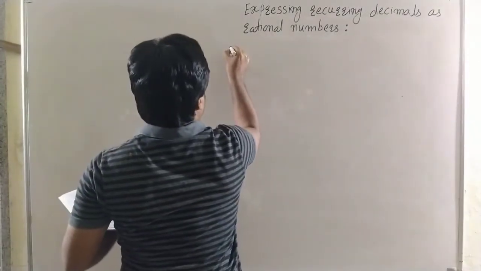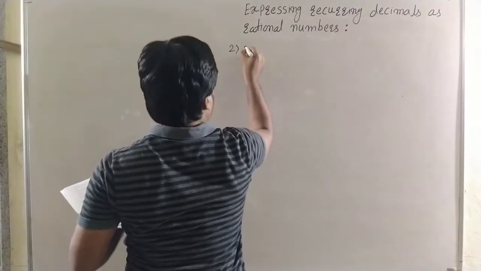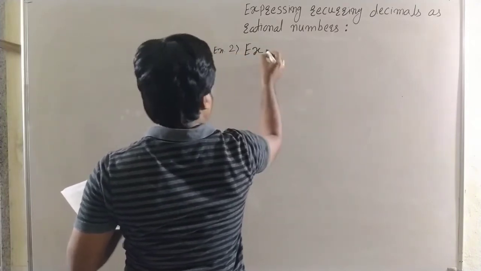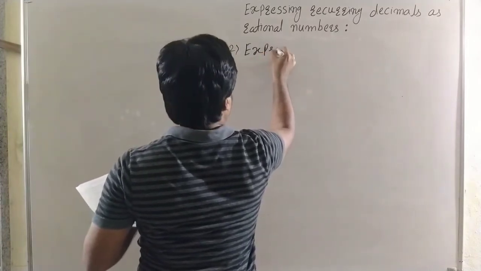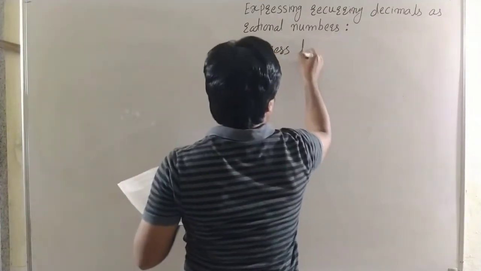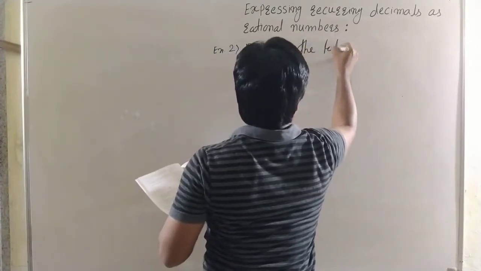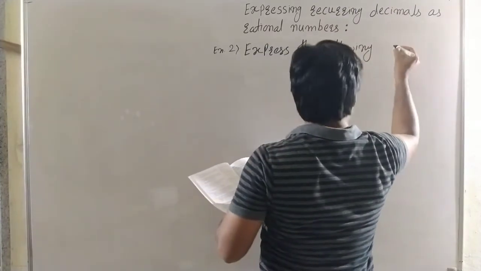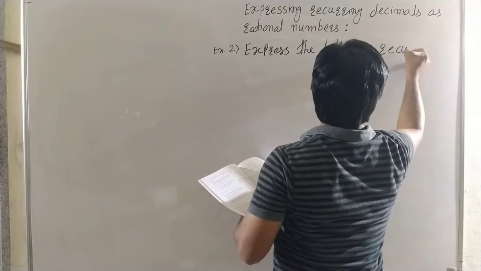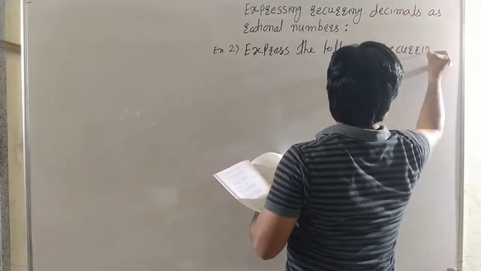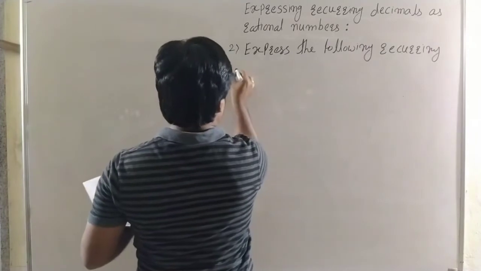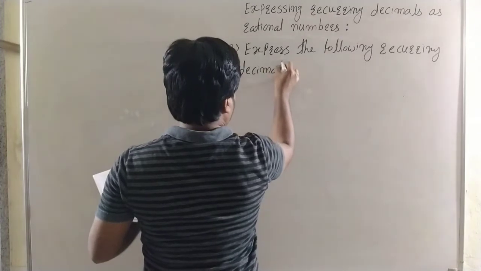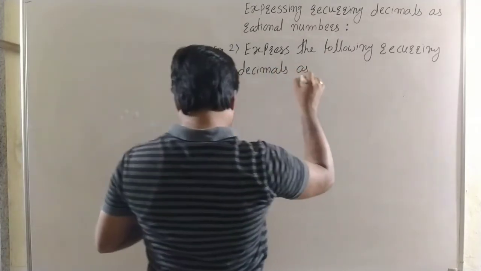Here it is the second example. Express the following recurring decimals as a rational number.